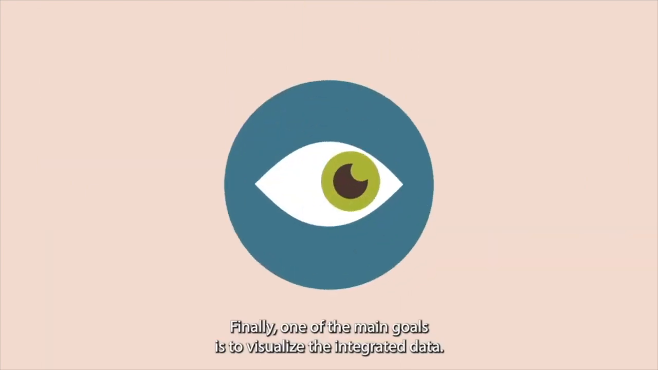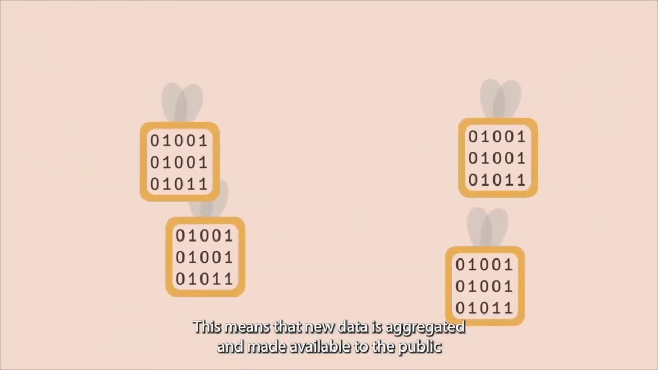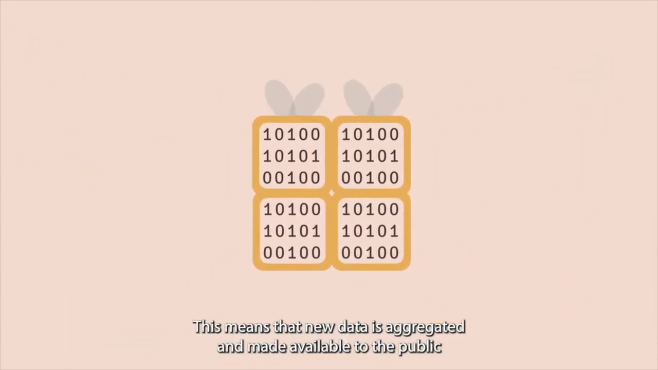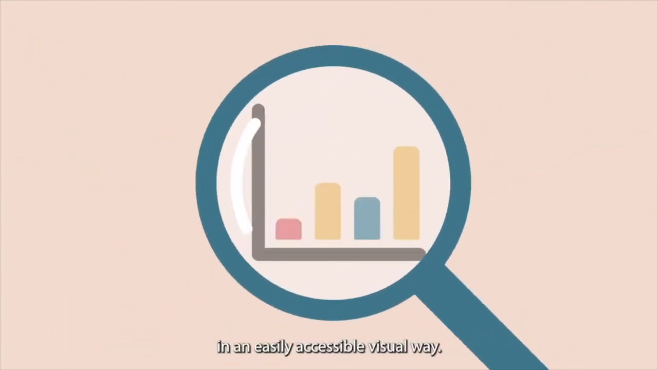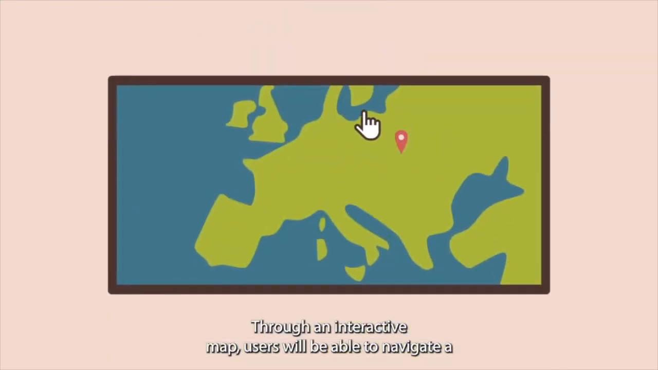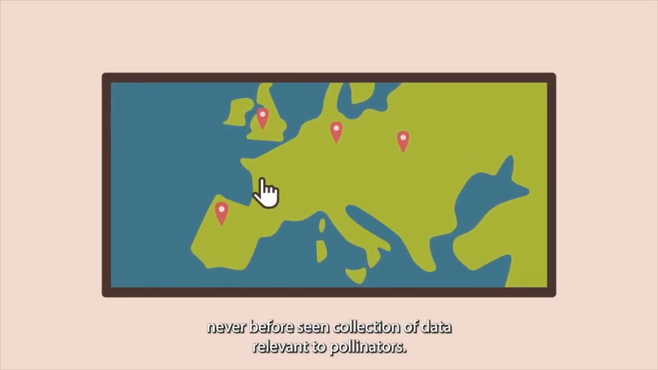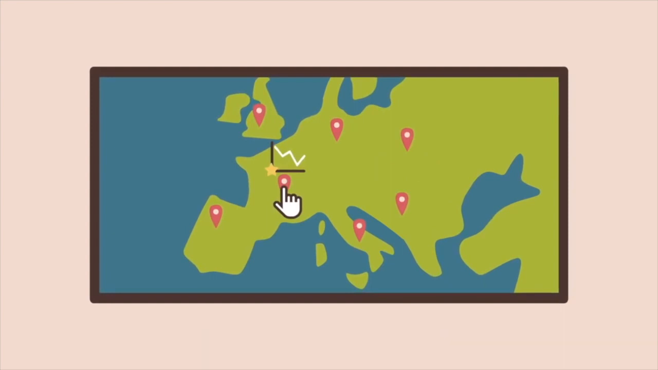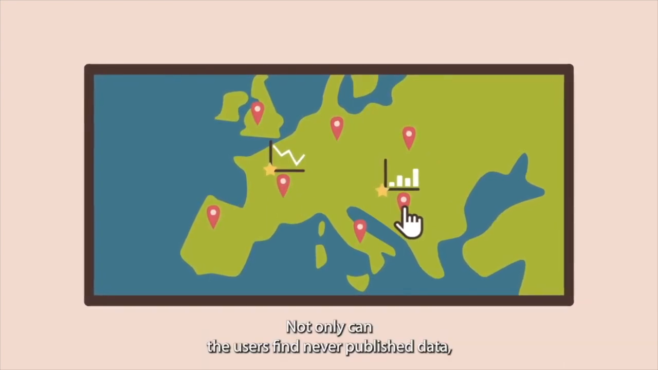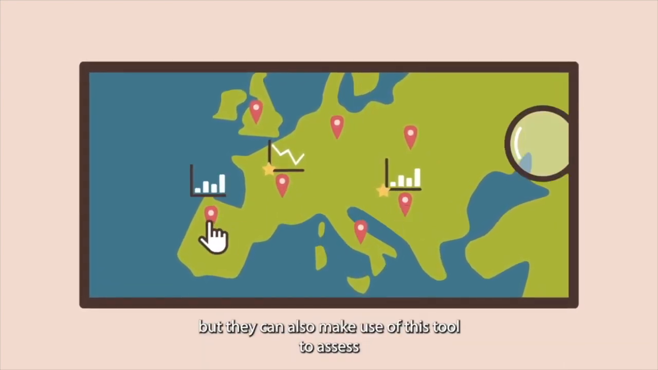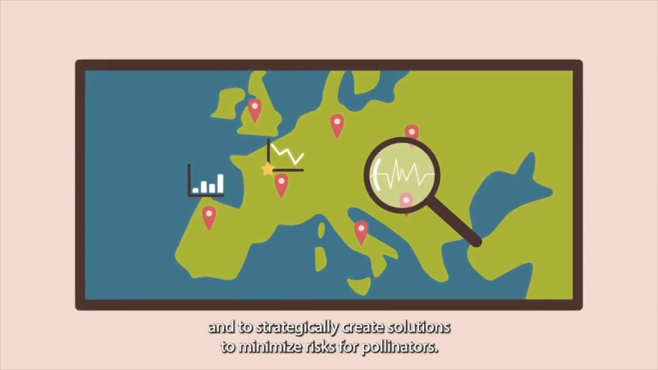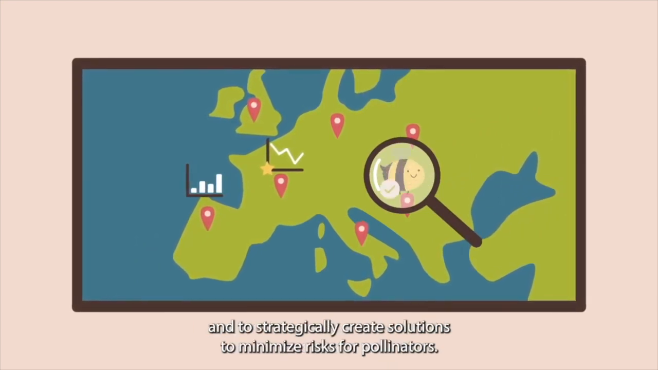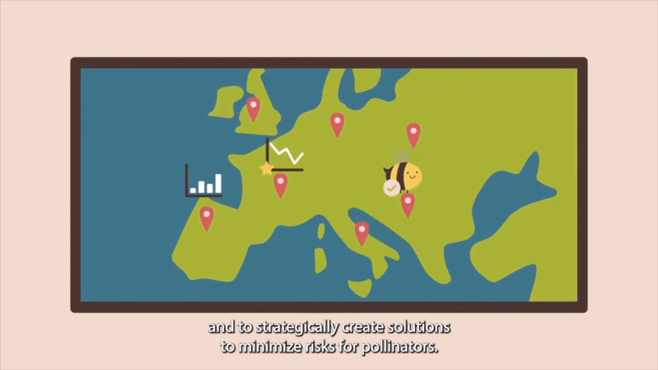Finally, one of the main goals is to visualize the integrated data. This means that new data is aggregated and made available to the public in an easily accessible visual way. Through an interactive map, users will be able to navigate a never-before-seen collection of data relevant to pollinators. Not only can the users find never-published data, but they can also make use of this tool to assess and strategically create solutions to minimize risks for pollinators.